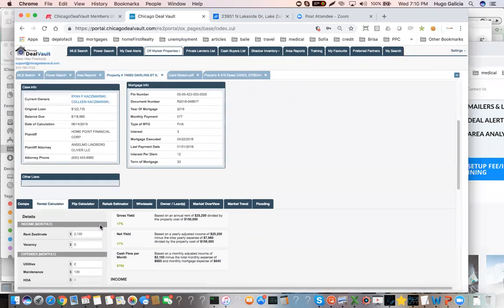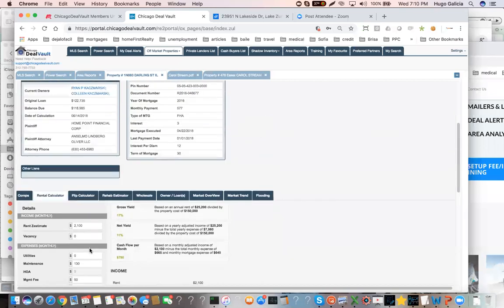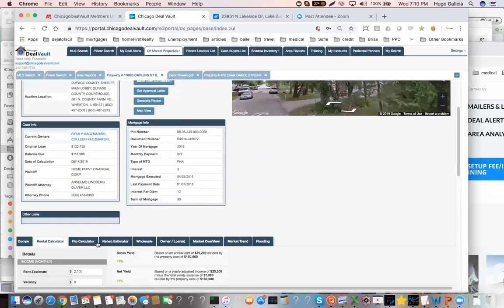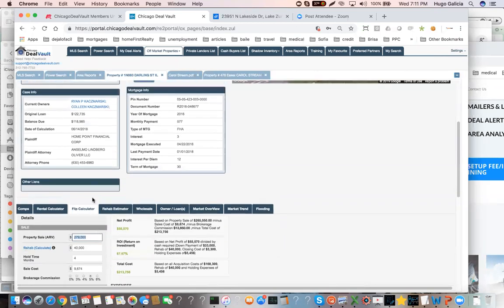Remember, you can pay up to 180, and the numbers are going to make total sense. Up to 180, and this property is worth easily 280, easily. So if you can get it on the contract for 180, that'll be an awesome deal. And funding is not going to be a problem. It's going to be easy.